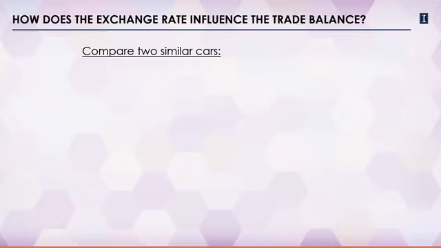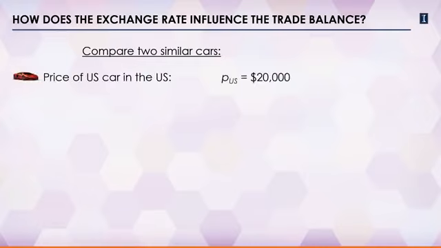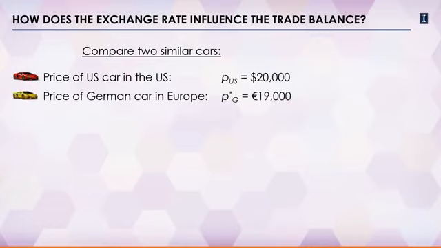Two cars, very similar. They may be different in terms of color or the places where the gadgets are, but essentially the two cars are equivalent in terms of value and what they do. One is made entirely in the US, let's assume, and the other one is made entirely in Germany. Here's the American car, and let's suppose the price tag is $20,000. The German car is produced in Germany, and let's say it's priced at 19,000 euros.